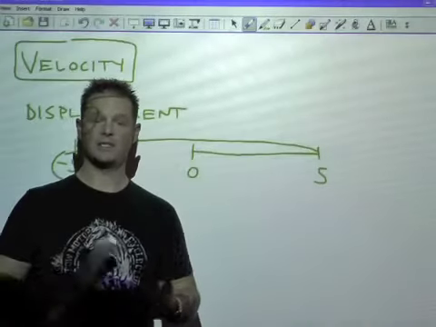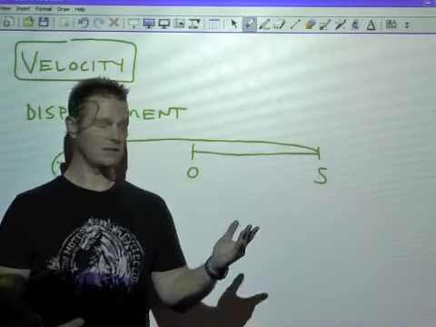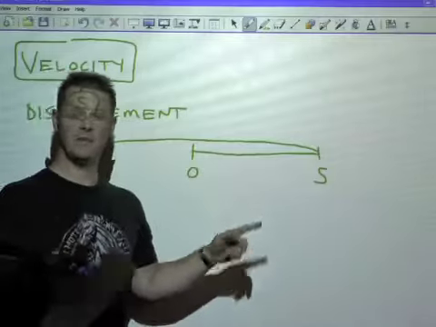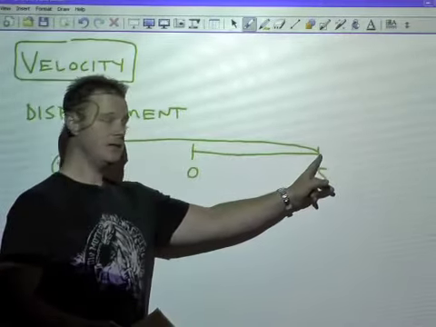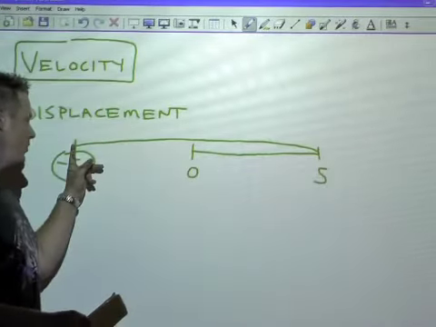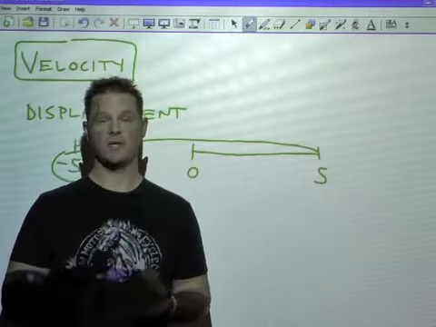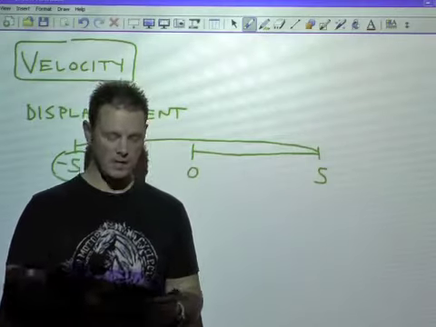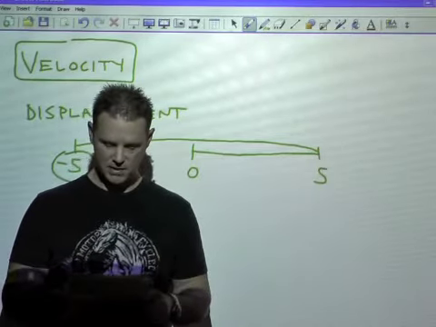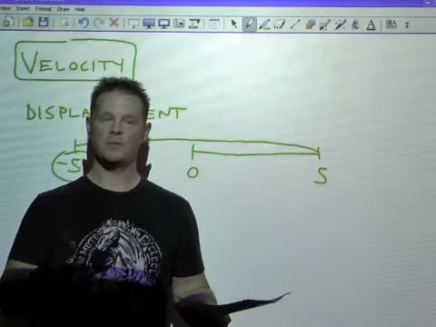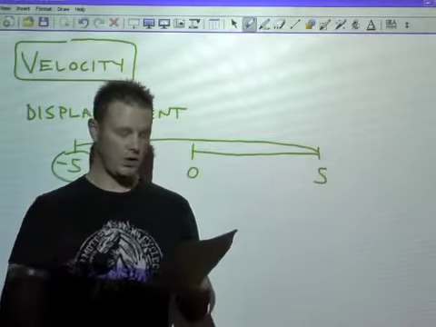Show that I actually went 10 feet in distance. Actually, it would be 15 feet, wouldn't it? Because I'd go out 5, come back 5, and I'd go 5 more here. So the actual distance traveled would be 15. So they're different. Displacement is different than distance traveled. So that's what displacement is. It's basically where you end up relative to where you start.